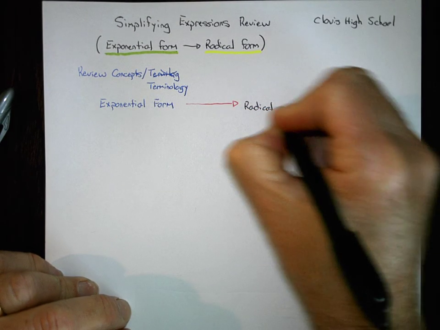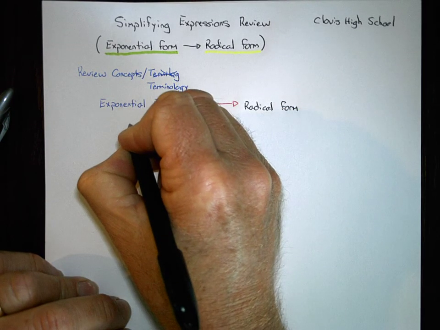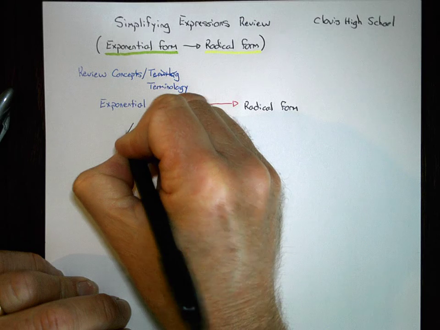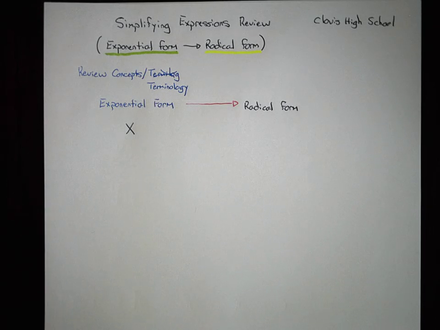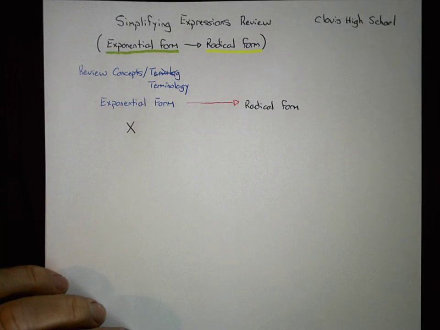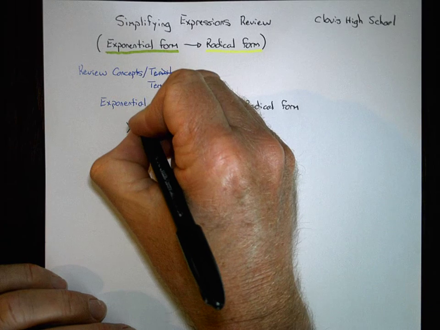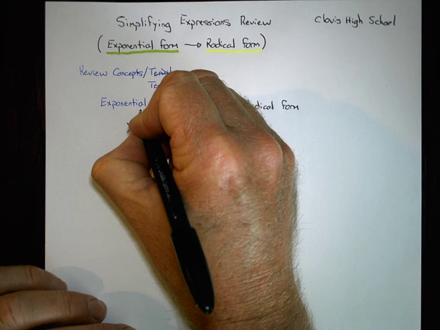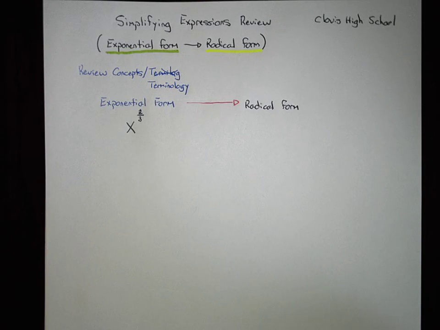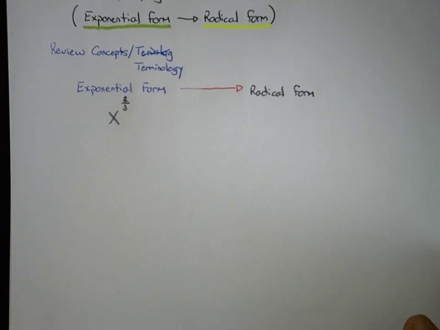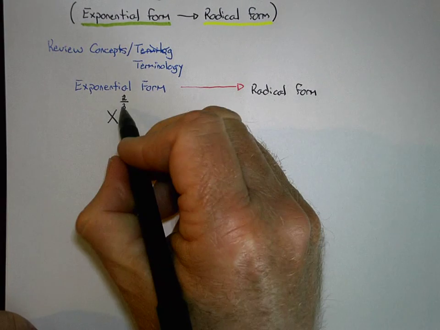Okay, so exponential form is any expression that has an exponent in it. So if I take a variable x, and it doesn't have to be an x, and I put an exponent on this x, in these particular problems that we're going to do, the exponents will always be fractions. So if we had x to the 2/3 power, and let me zoom this in so you guys can see it a little bit better, this is what we call exponential form.